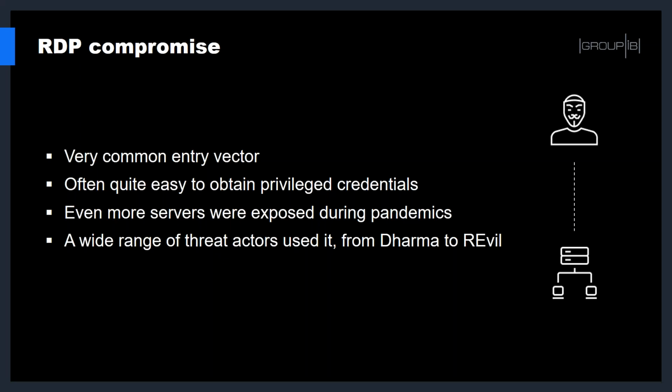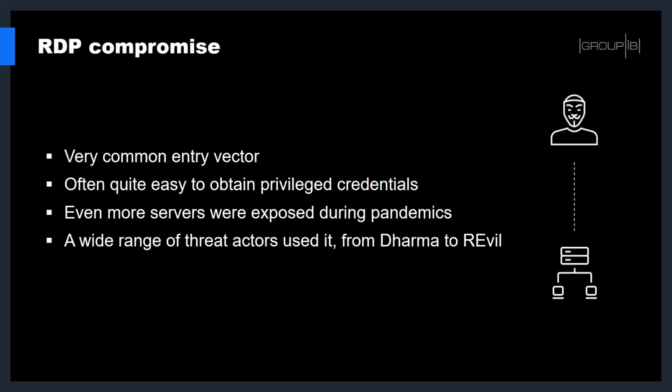And there are many groups that use this as an initial access vector, from not very sophisticated, for example, Dharma ransomware, that is also known as Crysis. And there is another family that is quite similar to Dharma, Phobos, whose operators also use this entry vector very often. And they are not very sophisticated.